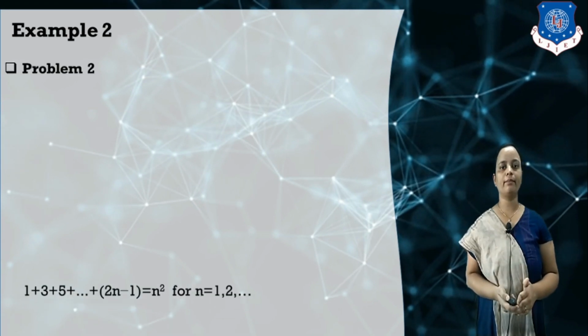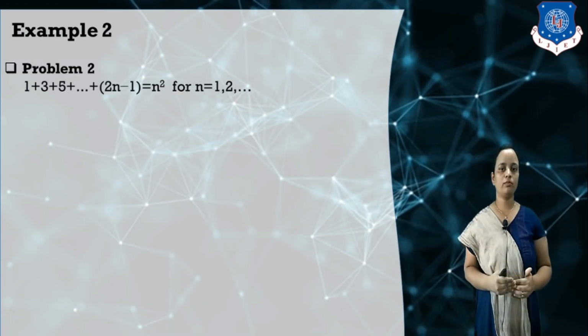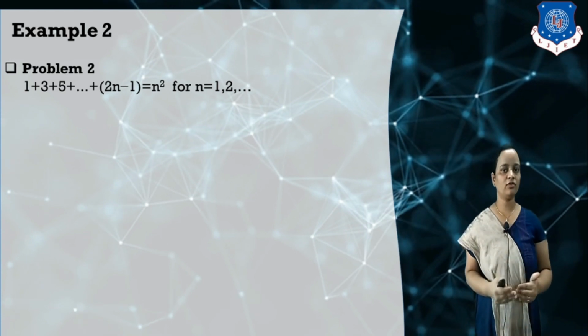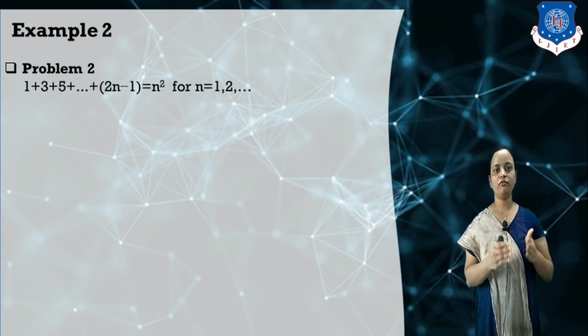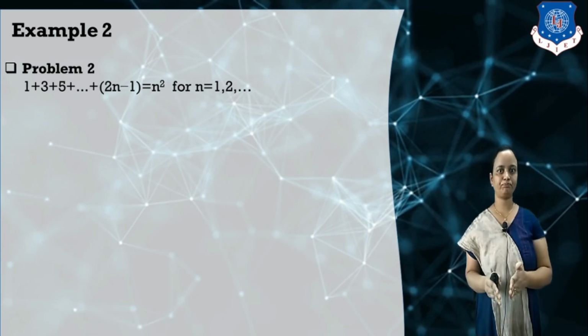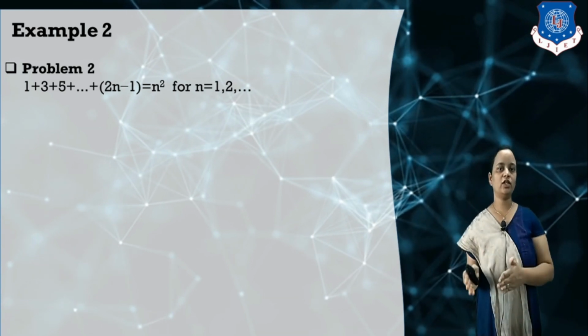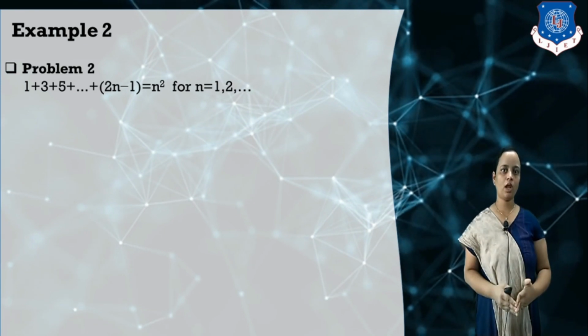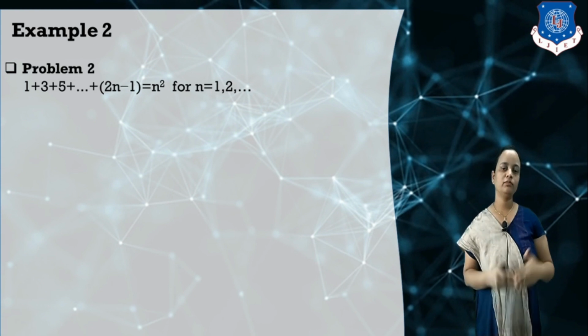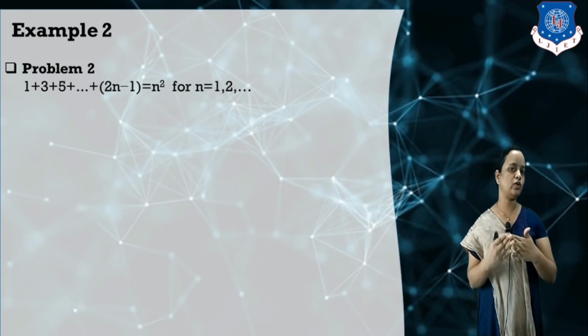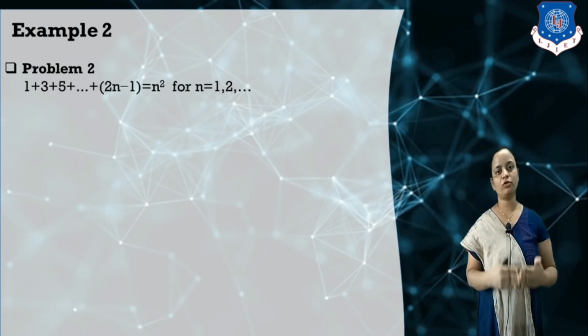In this example, we are going to prove this statement by using mathematical induction. We have to prove the statement 1 plus 3 plus 5 up to 2n minus 1 equals n square, where n is equal to 1, 2, 3 up to infinity. Now I want to prove this statement by using mathematical induction, so we have to take two steps.